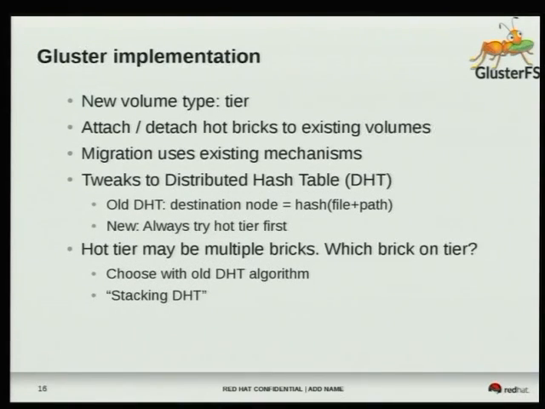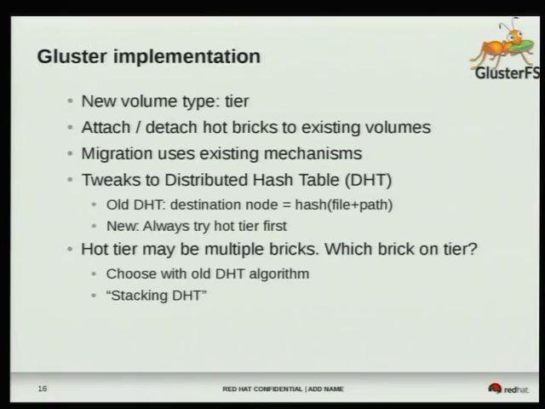So here's how we use Joseph's system. Well, actually, I'll get to that on the next slide. Here, okay, so this is basically, we've got a new volume type in Gluster. It's called the tier. As I said, you can attach and detach tiers dynamically to volumes. So you don't have to permanently give an expensive SSD to a particular volume. You can detach it and add it to another one later as it's needed. The migration of the moving of a file from one to another is based on existing mechanisms, which are relatively robust.